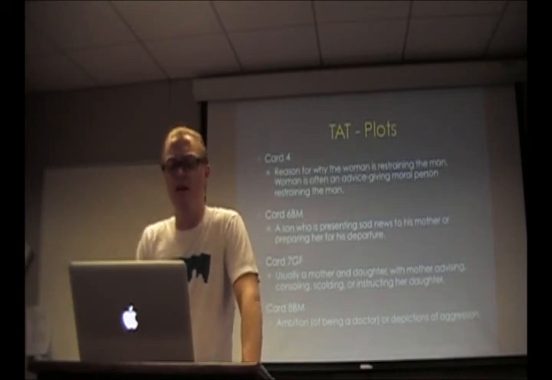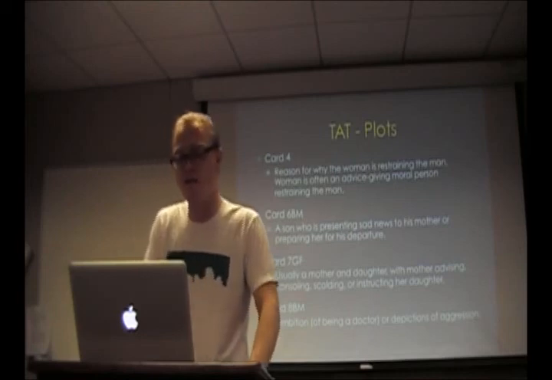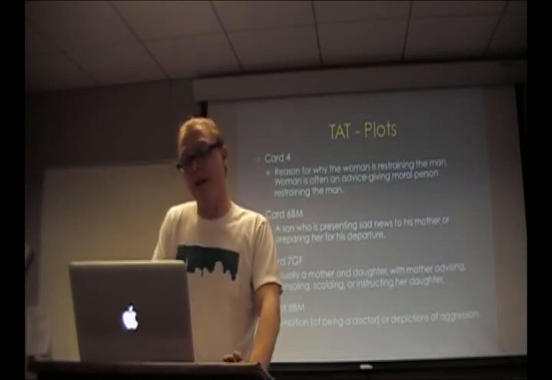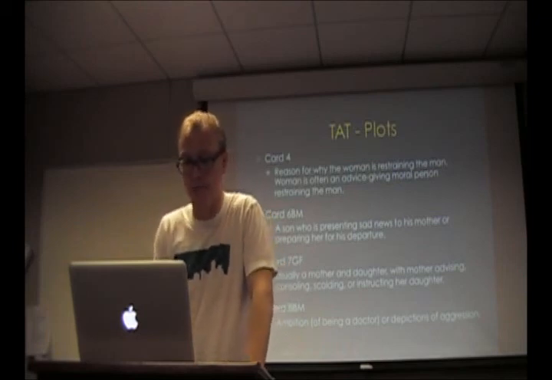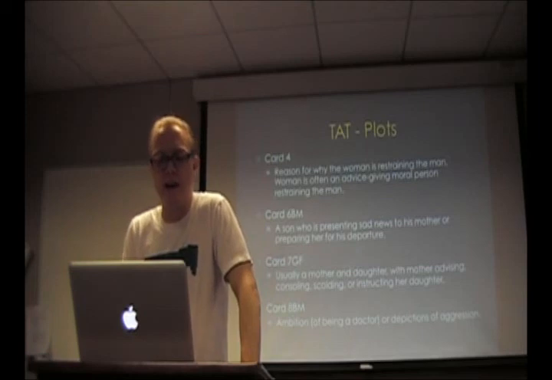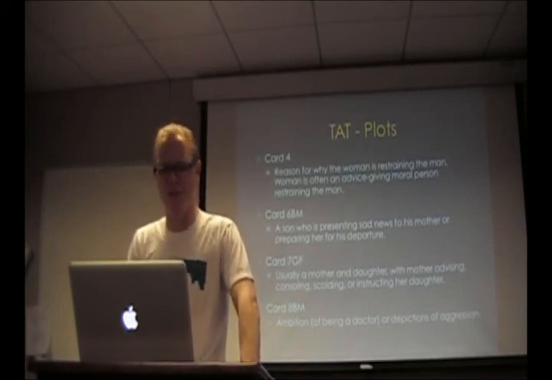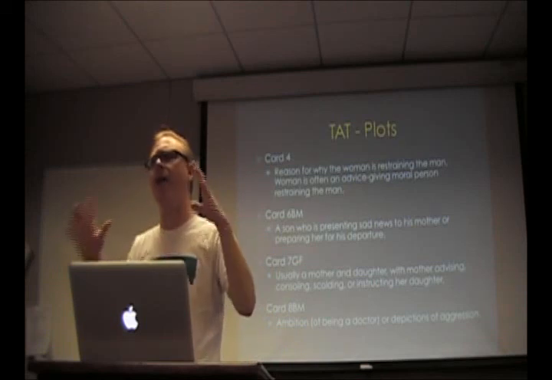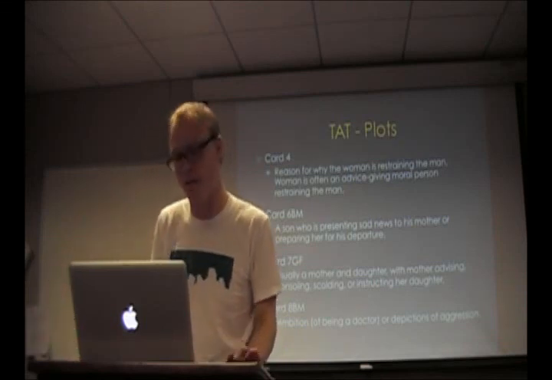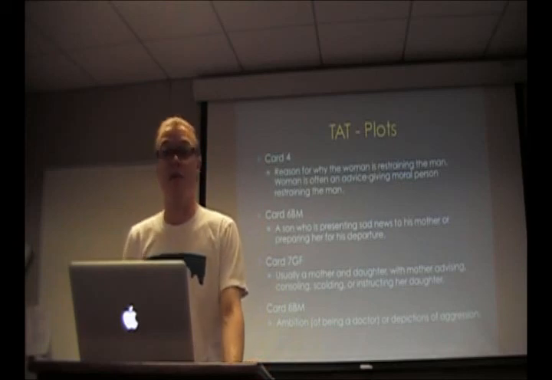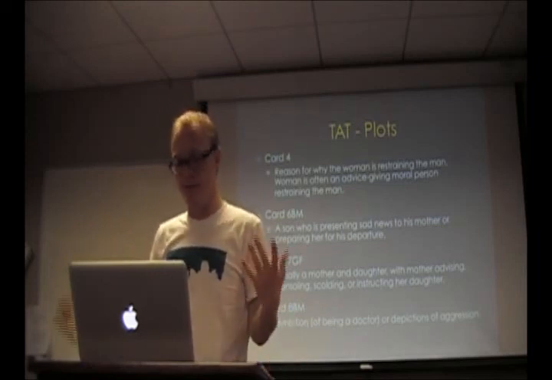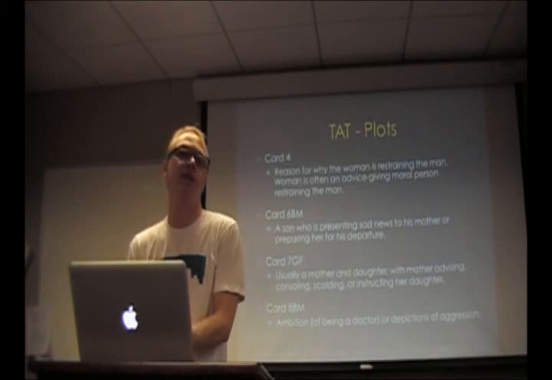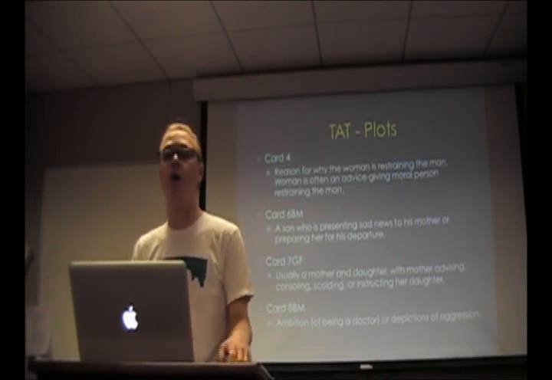Card 7 GF. It's usually a mother and a daughter, with the mother advising, consoling, or scolding her daughter. Again, it brings up issues around womanhood and motherhood. Card 8 BM is one that's kind of creepy because it's a little boy, and in the background there's an operating table, and it looks really gruesome. It's either themes of aggression, killing and murder, or it can be ambition. It's a kid that's daydreaming about being a doctor because he wants to help people. So again, you can see that some themes are drawn out in several of these, such as motivation or aggression or family figures.